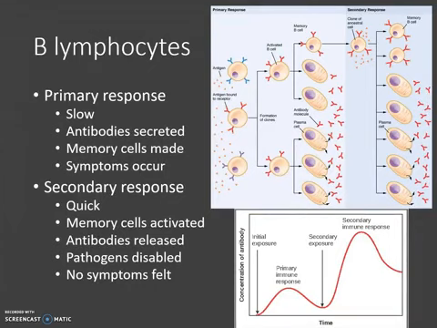As we mentioned with T cells, the primary response is relatively slow because it takes time for the B cells to be activated and to be cloned and make antibodies. So the first time you're exposed to a pathogen, you're going to experience symptoms associated with being sick with that pathogen. But after the initial response, those memory cells form. So the second time you're exposed, the response time is much quicker, and those antibodies are released a lot quicker, and the pathogen is disabled before it can cause the symptoms associated with the infection.